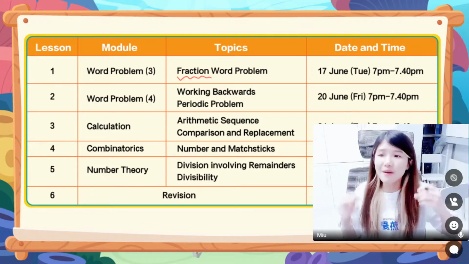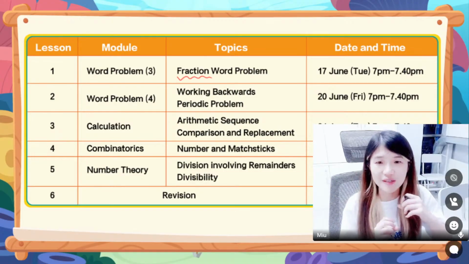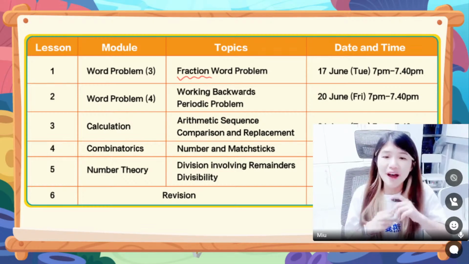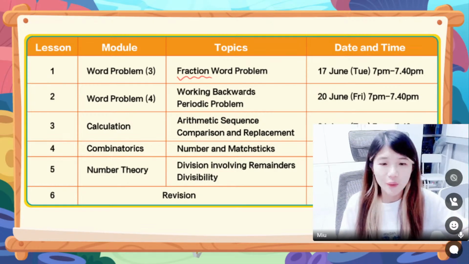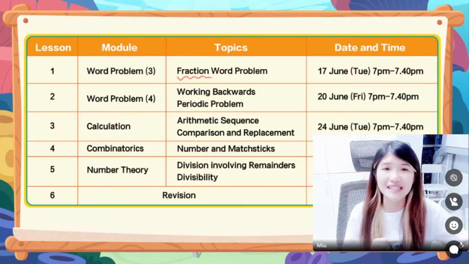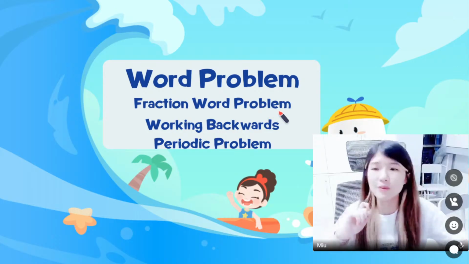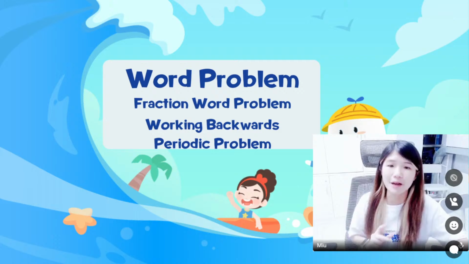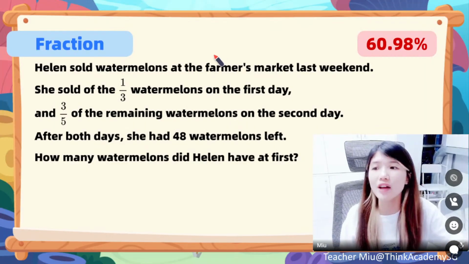For these previous 5 lessons, we went through more than 60 questions. From these questions, we found that several topics are very challenging for you, so now we will go through them step by step. The first part is about word problems, basically fraction word problems, working backwards and periodic problems. We found that the first very low accuracy question is on fractions.